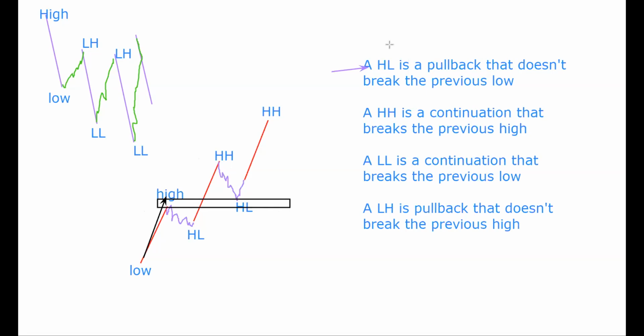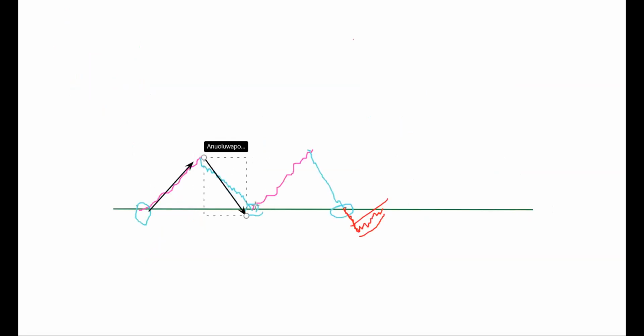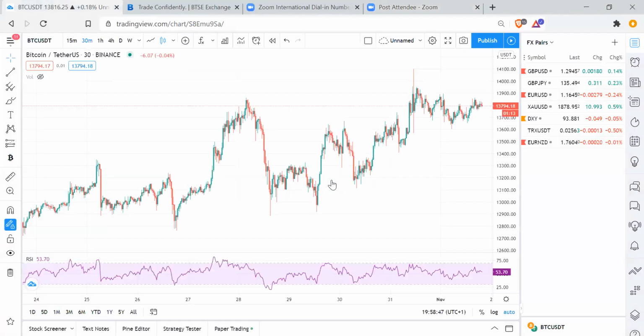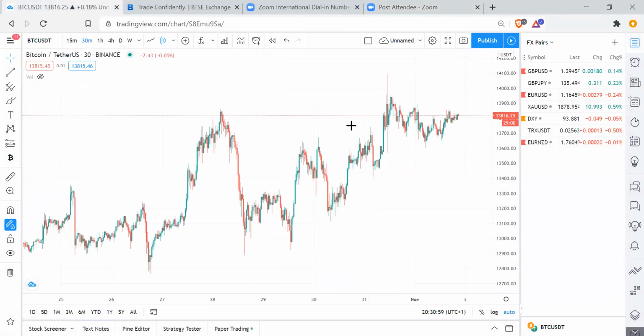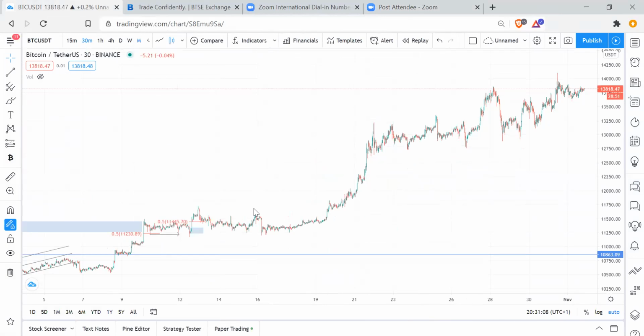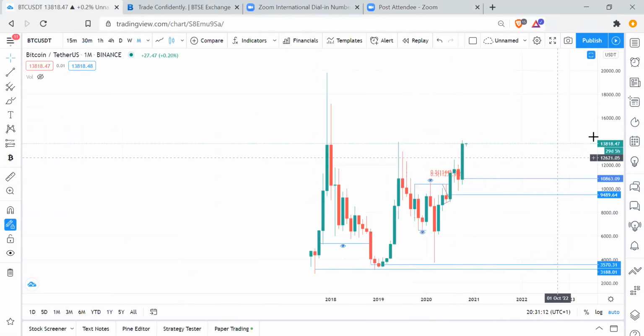So let's go back here. See this? Support, support, support was broken, became resistance, and then what do we expect next? The drop. So let's go to charts now. Let's go to charts. Okay. So can you all see my screen? Yes. Okay. So let's get started. Let's move on to the monthly time frame.